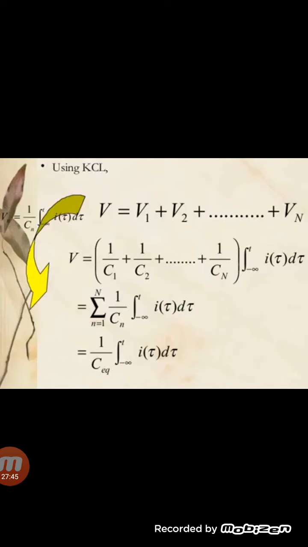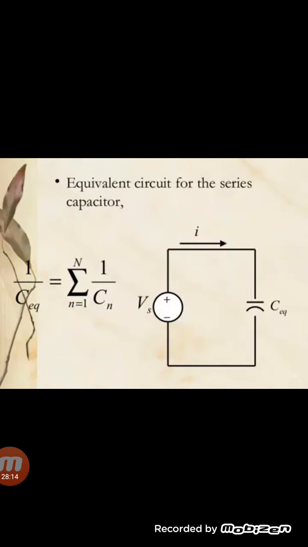Summation n varies from 1 to n, 1 over Cn, integral from minus infinity to t of I of tau d tau, equals 1 over C equivalent times the integral from minus infinity to t of I of tau d tau. Equivalent circuit for the series capacitors: 1 over C equivalent is equal to the summation, i varies from 1 to n, of 1 over Cn.